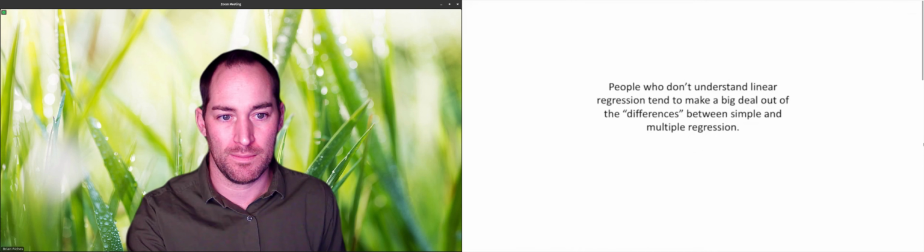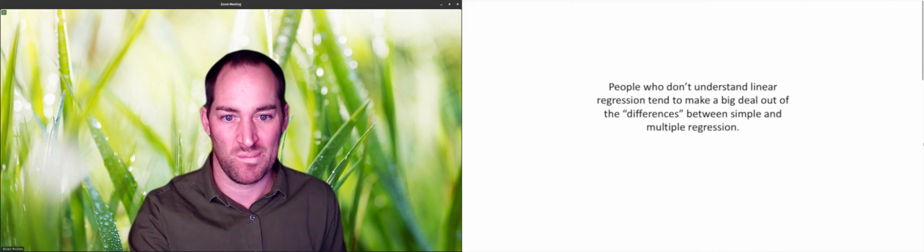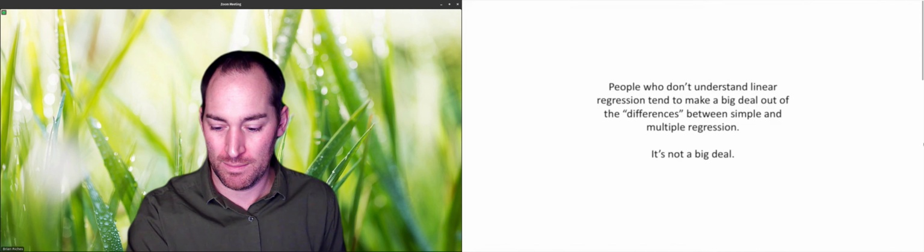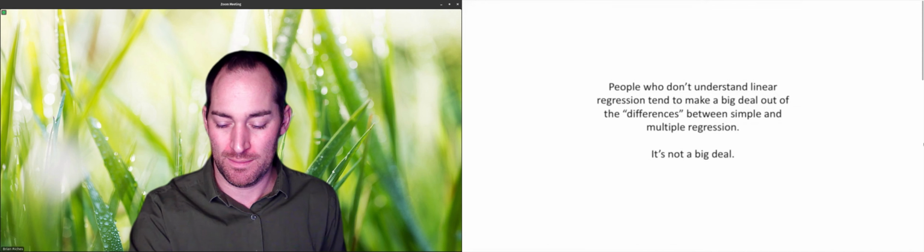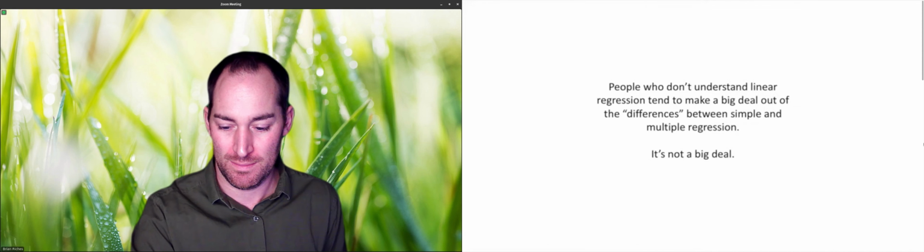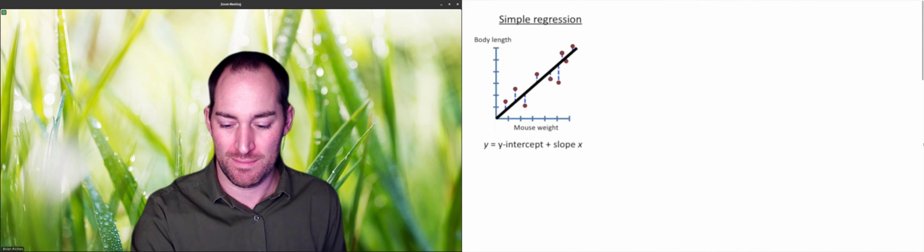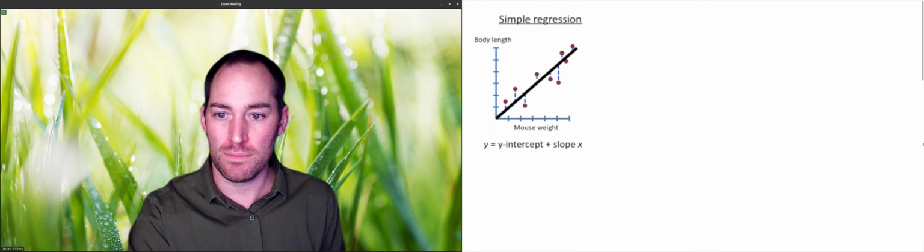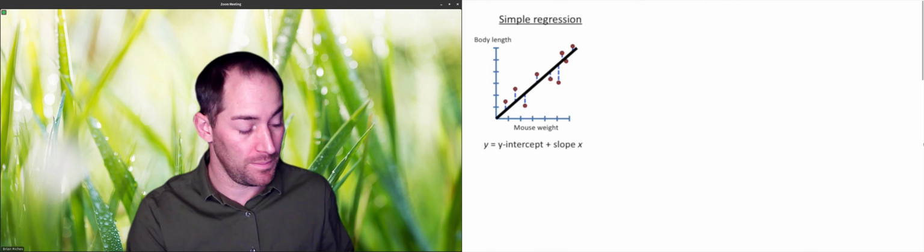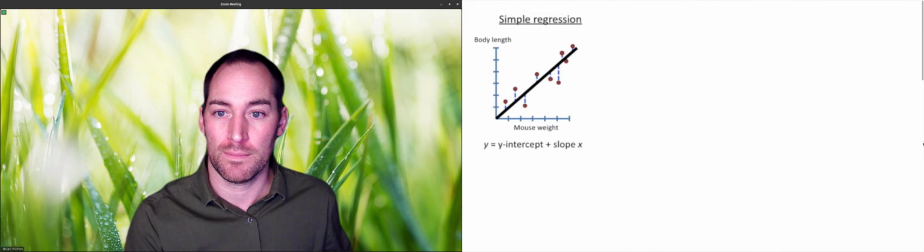People who don't understand linear regression tend to make a big deal out of the differences between simple and multiple regression. It's not a big deal, and the Stack Quest on simple linear regression already covered most of the concepts we're going to cover here. You might recall from the Stack Quest on linear regression that simple regression is just fitting a line to data. We're interested in the R squared and the p-value to evaluate how well that line fits the data.